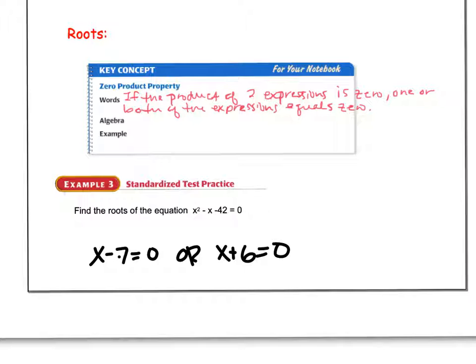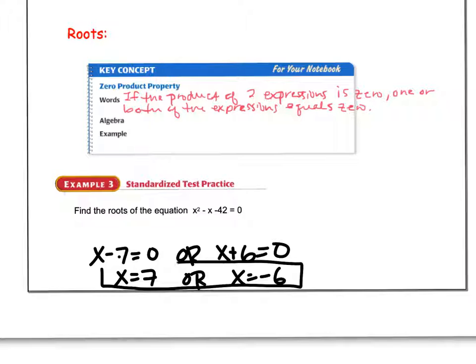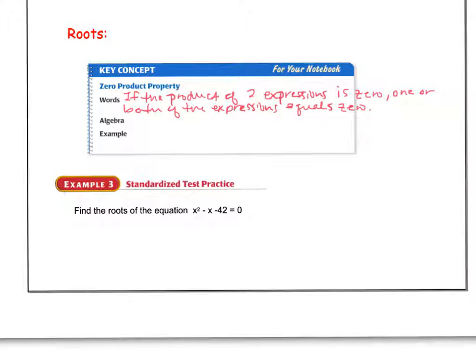And now you're just solving two equations separately. I would solve the equation on the left for x by adding 7 to both sides, and I would solve the equation on the right by subtracting 6 from both sides. And so these turn out to be your roots or your solutions of this quadratic. x is either 7 or x is a negative 6. And if you plugged either of those back in, you would see that both of them work.